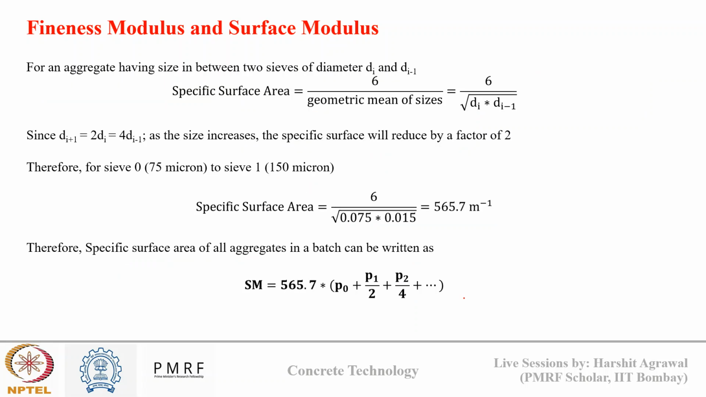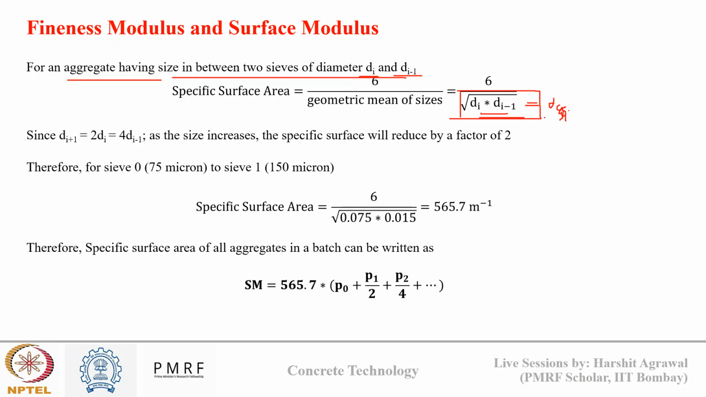Now, here d is the size of my aggregate, but generally we don't know the size of the aggregate. We just do the sieve analysis, so we know sizes are in between two sieves. Like it is 10 mm passing, 4.75 retained, or 4.75 passing, 2.36 retained. We don't know the exact size. So if we know that my aggregate has a size between two sieves of diameter di and di minus 1, I represent the diameter of my aggregate as the geometric mean of the two sizes: square root of di into di minus 1.